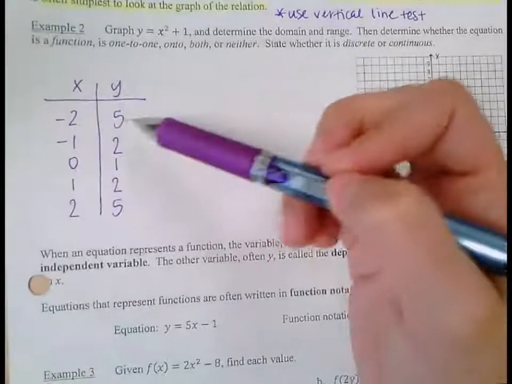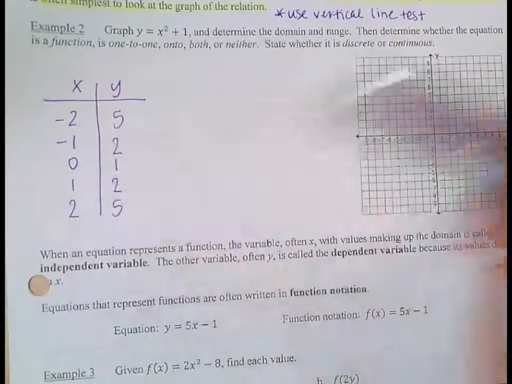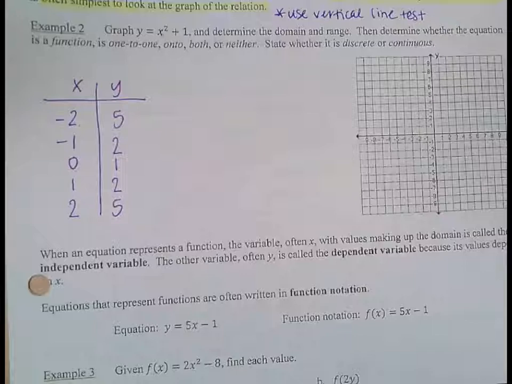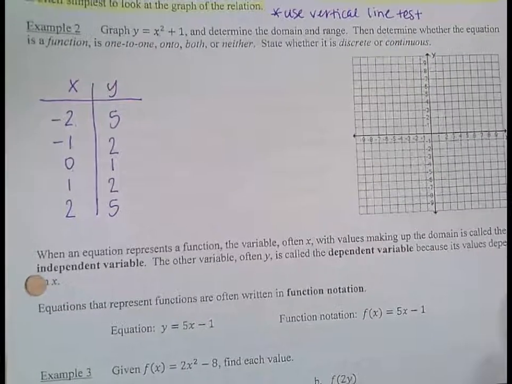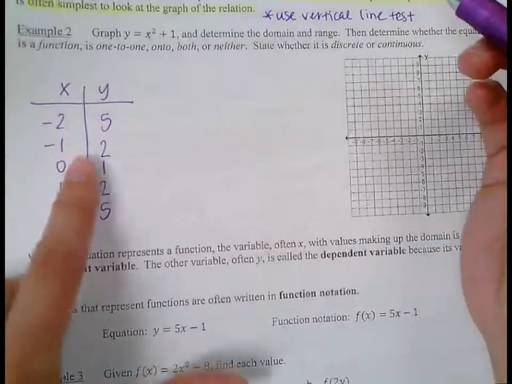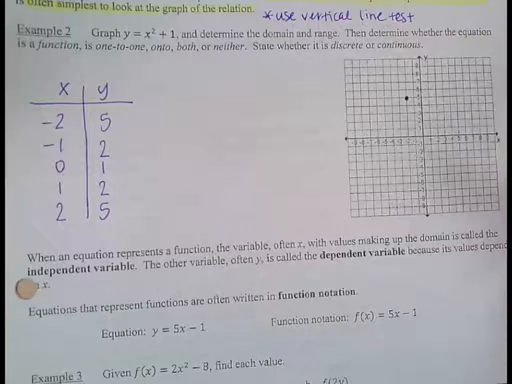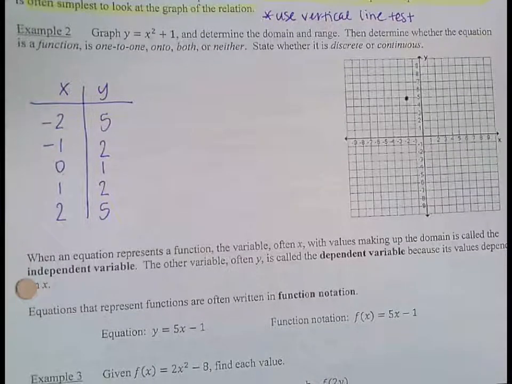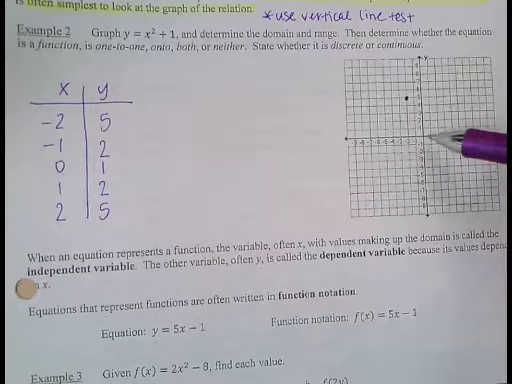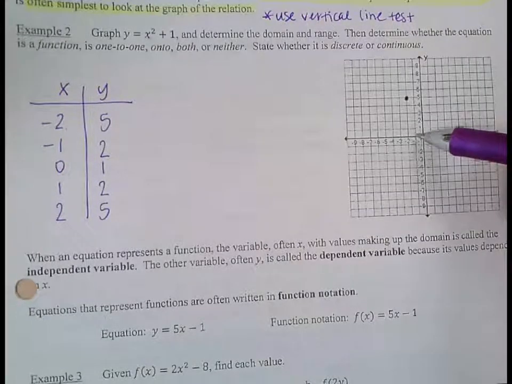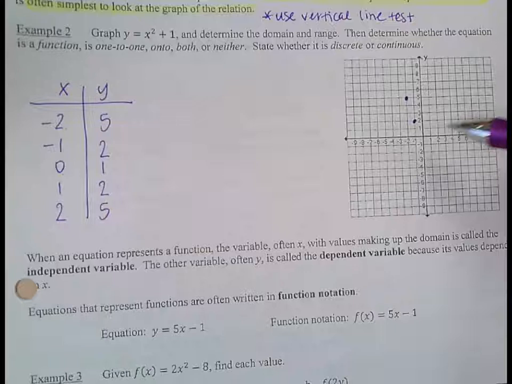And that at least gives me now 5 points I can plot on my graph and then connect them to draw in either a line or a curve if it isn't a line. So -2, 5, left 2 up 5. This is the first time we're plotting ordered pairs, so just make sure that you're plotting them correctly. -1, 2 would be left 1 and then up 2.